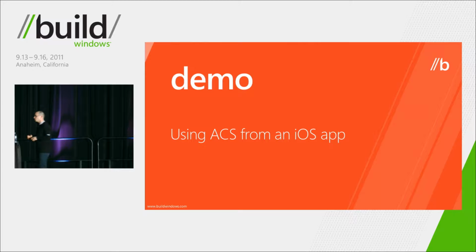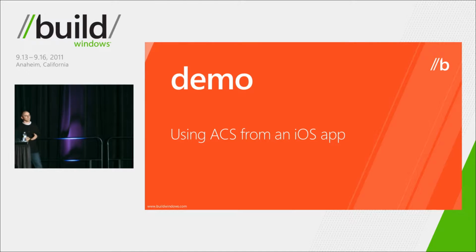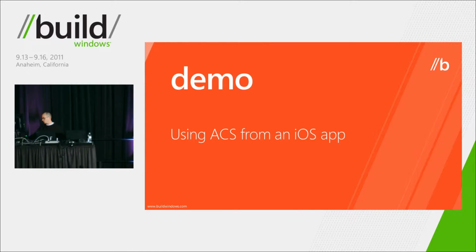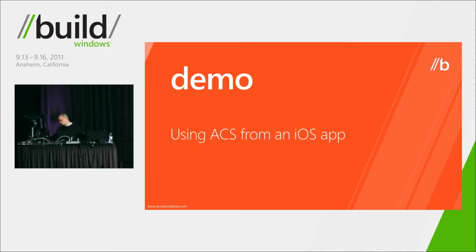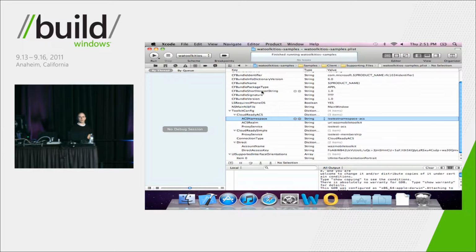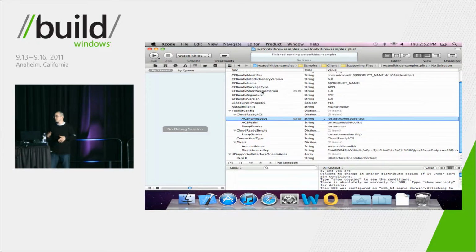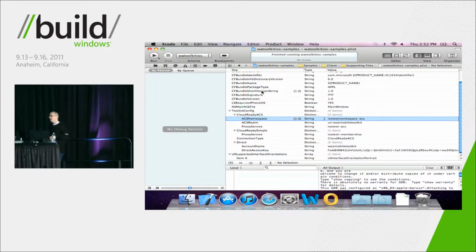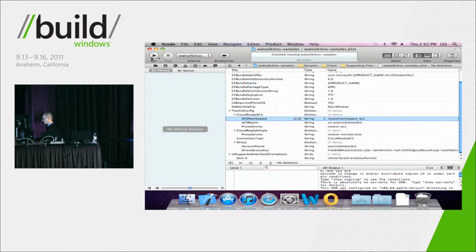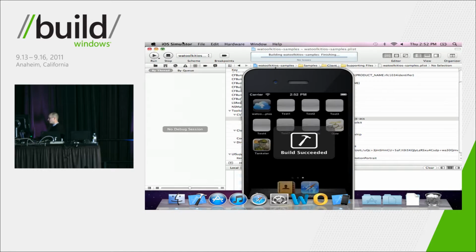And so what I wanted to do is actually show a demonstration of the access control service running from an iOS application. And so let me flip over. All right, and so what I've got here is a Mac running Xcode, and essentially what we've got is an application that uses Objective-C. And what I'm going to do, let me just go ahead and run this, and I'll demonstrate it. And it's going to start the emulator.